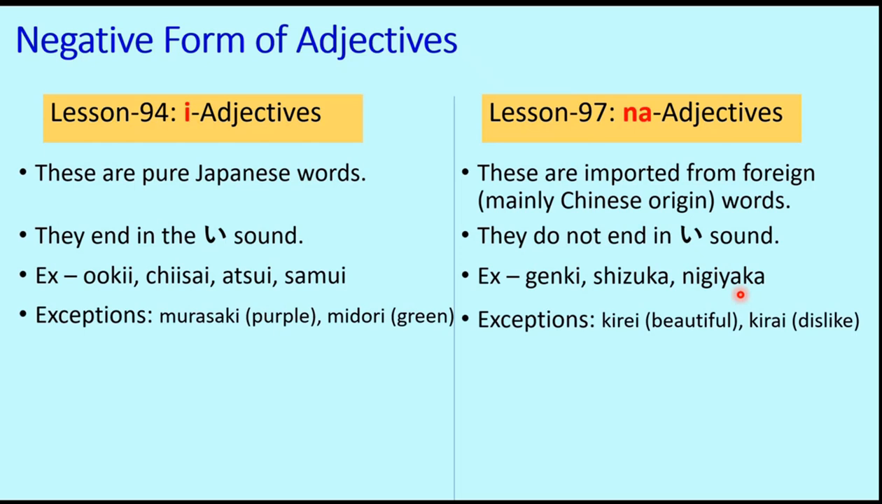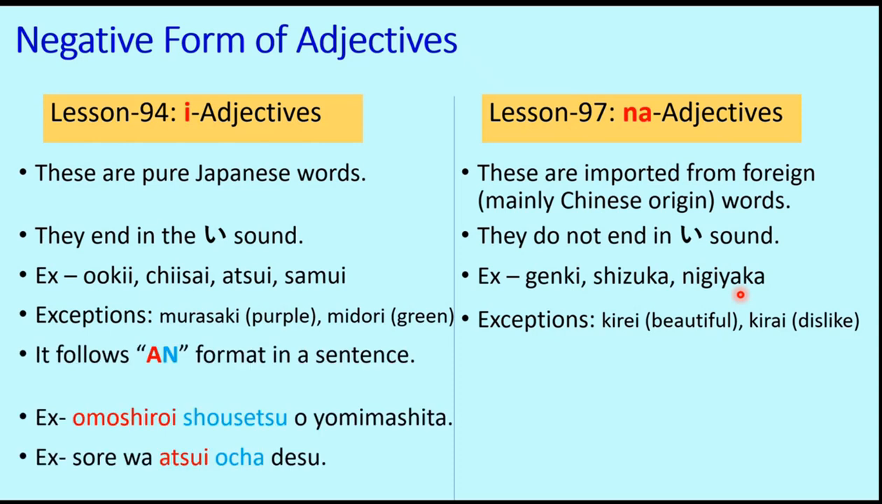There are exceptions in both types of adjectives. For example, murasaki, which is for the purple color, doesn't end in i. Similarly, midori also doesn't end in i. But again, in na adjectives also, there are some exceptions. For example, kirei. It ends in an i sound, but it is not an i adjective because it is from a foreign word. So kirei, beautiful, and kirai, dislike, are na adjectives, although they end in the i sound.